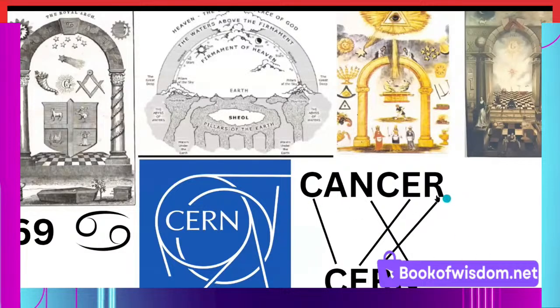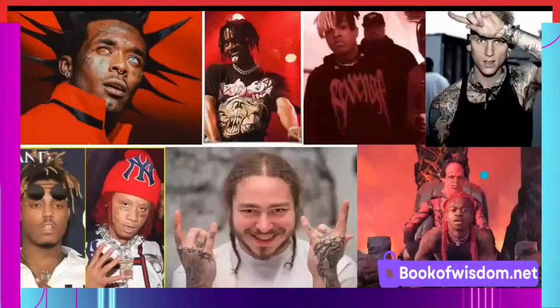Cancer has the word CERN within it, so there is a link between Cancer and the opening of the firmament above us, to ascension. Here you see the Masonic art with the Royal Arch and the light and the opening. This is the opening of the firmament. Here's the Hebrew cosmology with Sheol, the underworld, and the opening. So Cancer is definitely some sort of portal in and out of this reality. I'm just connecting dots here.